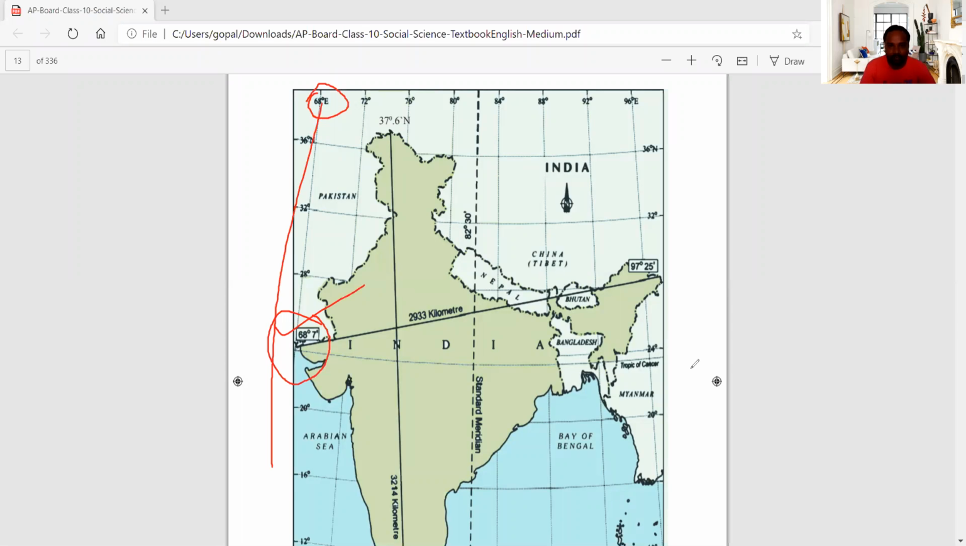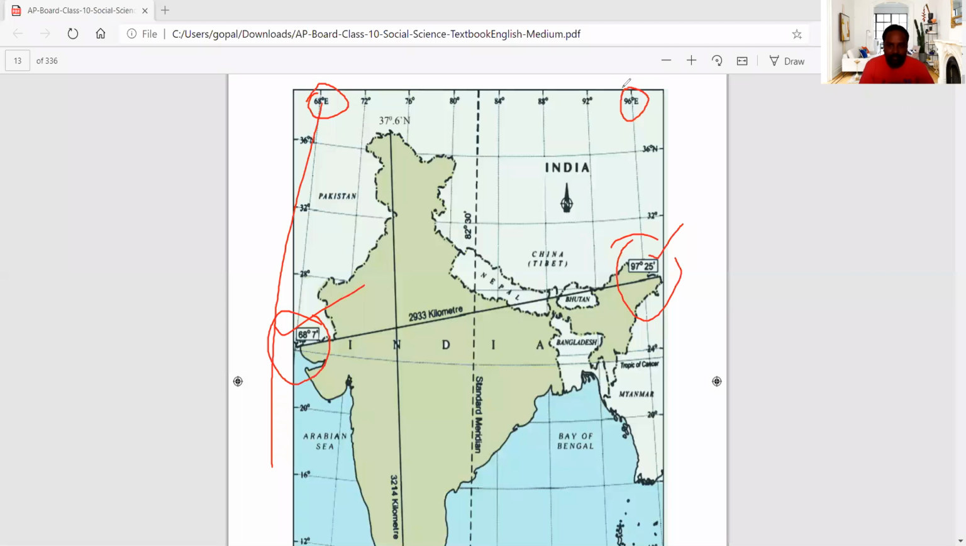And from here, it was about 97 degrees 25 minutes. Here 25 minutes is there. So this is the location, here we can see this. Of course, here 96 degrees east longitude is there.